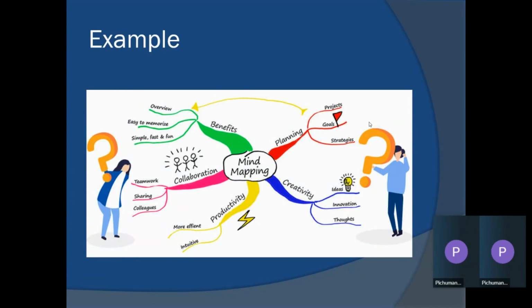One is project planning, right? You see here, it says planning, projects, goals, strategies. So one is to use mind mapping for planning. The other one is, like I said, it boosts your creativity. You can draw your ideas, innovations, and thoughts very nicely. And also, you can use it for building your productivity or collaborating with others.